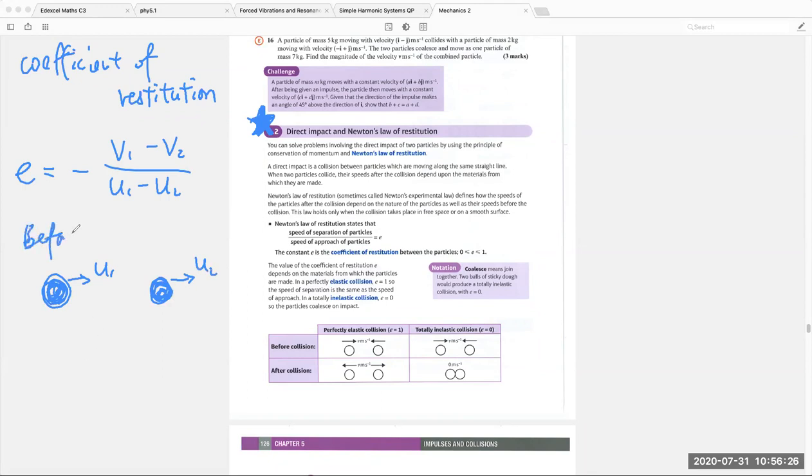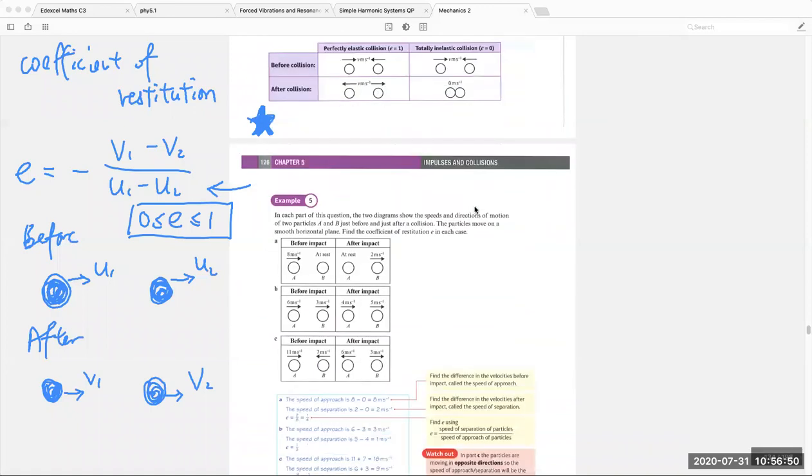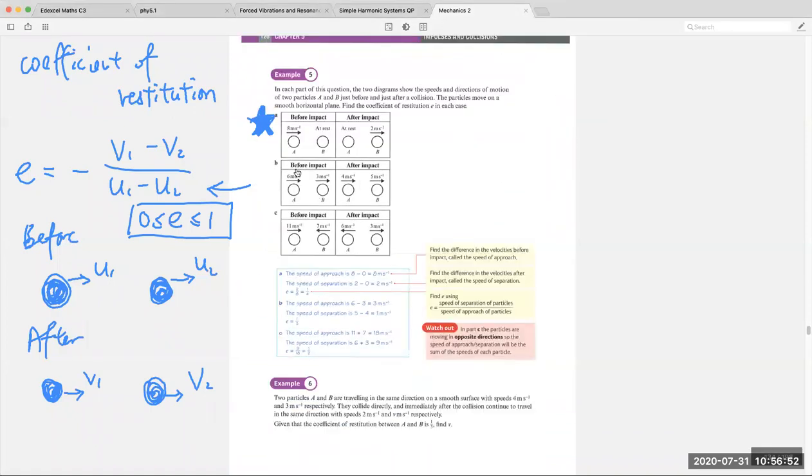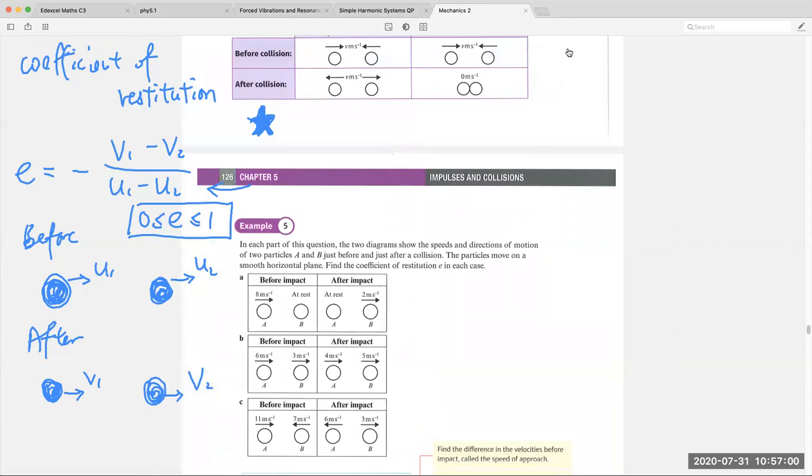Okay, we can continue. Before the collision, they have the velocities u1 and u2. After the collision, they have the velocities v1 and v2. This is how we define the coefficient of restitution. The value of e should be between 0 and 1. If no question, let's have a look at the following. May you try to apply these formulas to find the coefficient of restitution in these 3 cases.